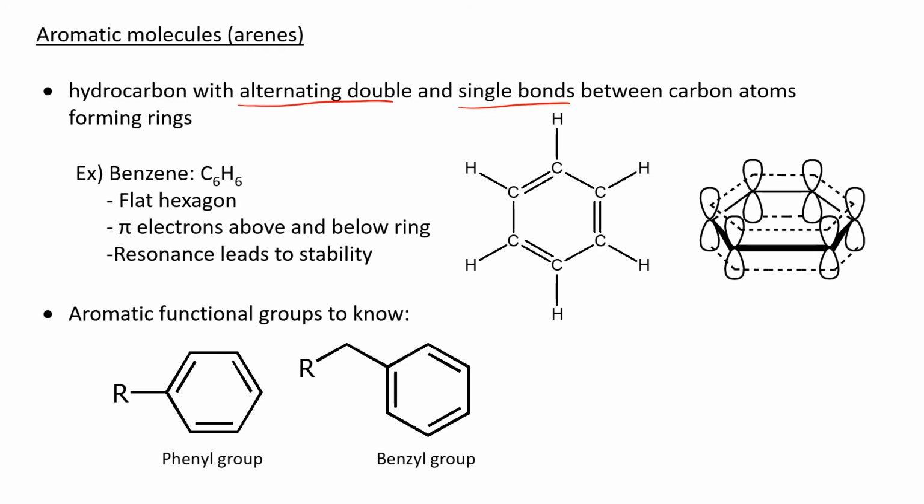The aromatic functional groups to know are specifically the phenyl group or a benzyl group. But in identifying these in a molecule, you can simply call it an aromatic or an arene. The simplest example here is a benzene ring. These are flat, all of the carbons have pi bonds, they're sp2 hybridized, and here's our structure.